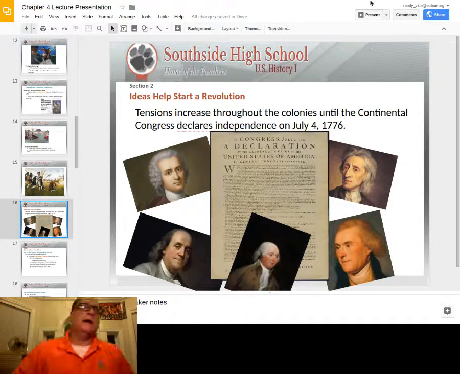We're going to be talking today about Section 2, Chapter 4, dealing with the American Revolution. This comes from the textbook, The Americans.